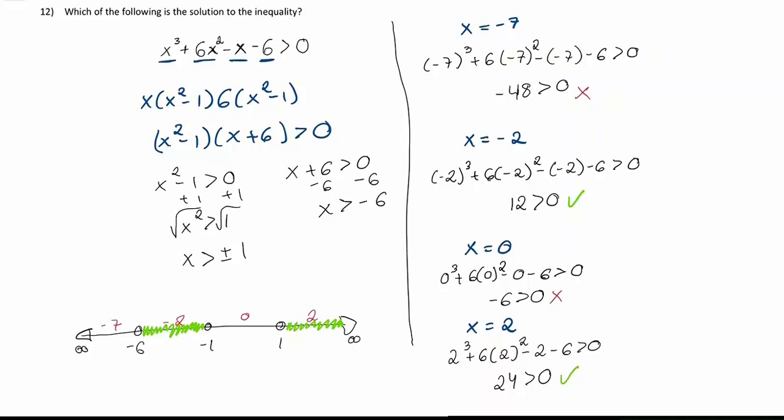Therefore, our solution will be negative 6 to negative 1 union 1 to infinity.